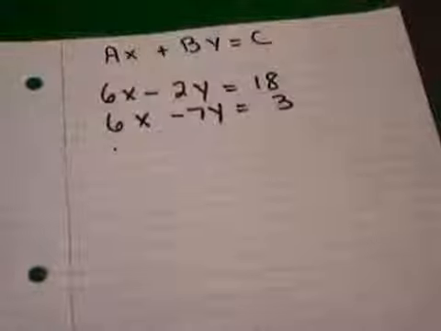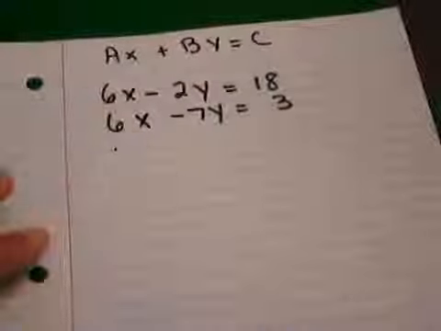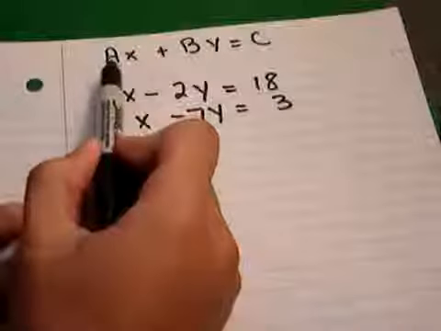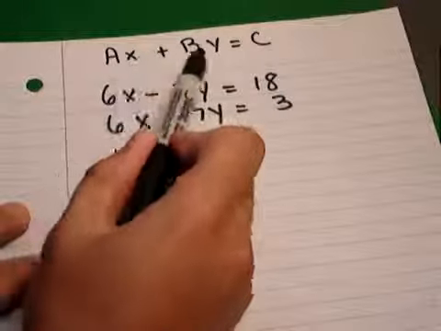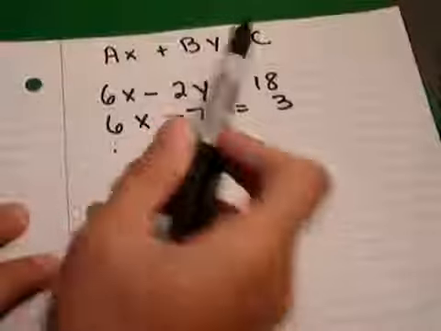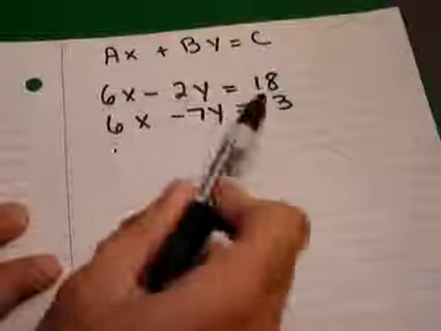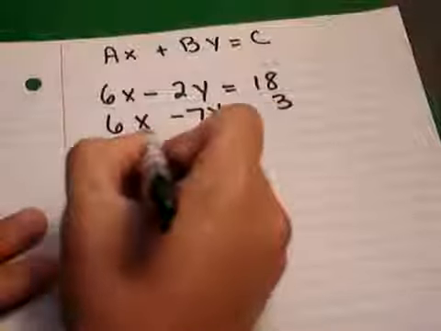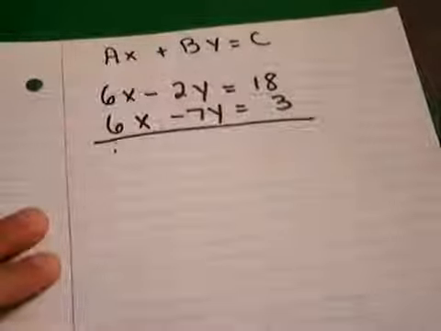Now, to solve this by using the elimination method, first make sure that they are in standard form. Remember that standard form is ax plus by is equal to c. And as you can see, it is in standard form: ax, by, and c. Then you want to make sure you have this line underneath them.